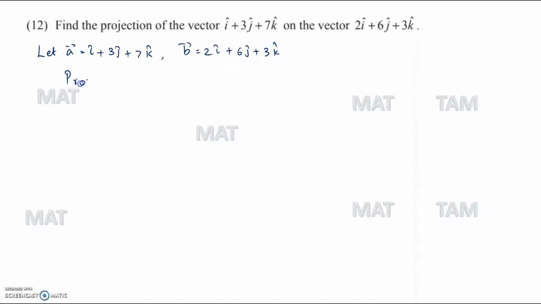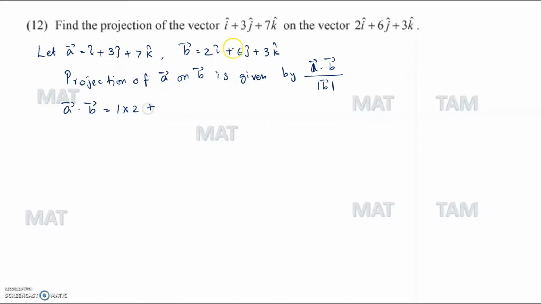Now the projection of vector A on vector B is given by vector A dot product with vector B divided by the magnitude of B. So let's first find the dot product of A and B. That is equal to 1 times 2 plus 3 times 6 plus 7 times 3, which is equal to 2 plus 18 plus 21, which is equal to 41.